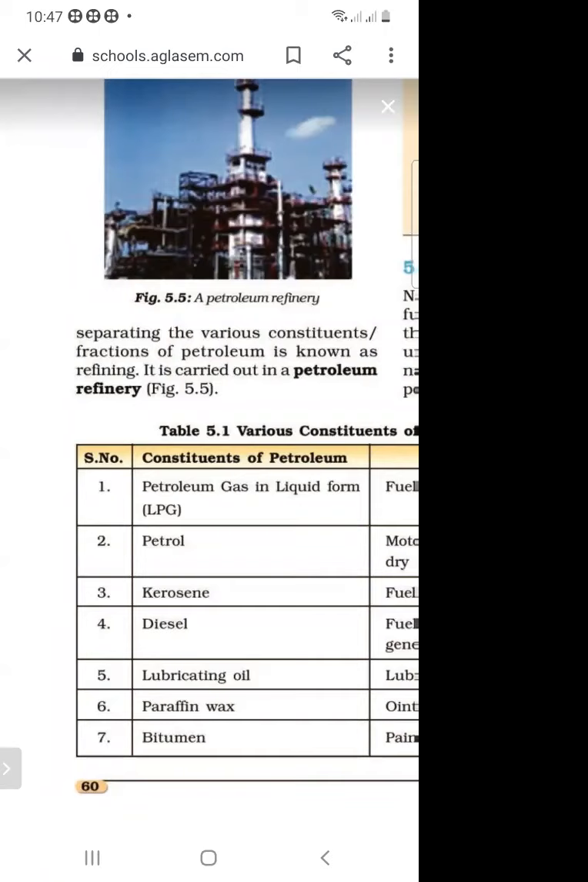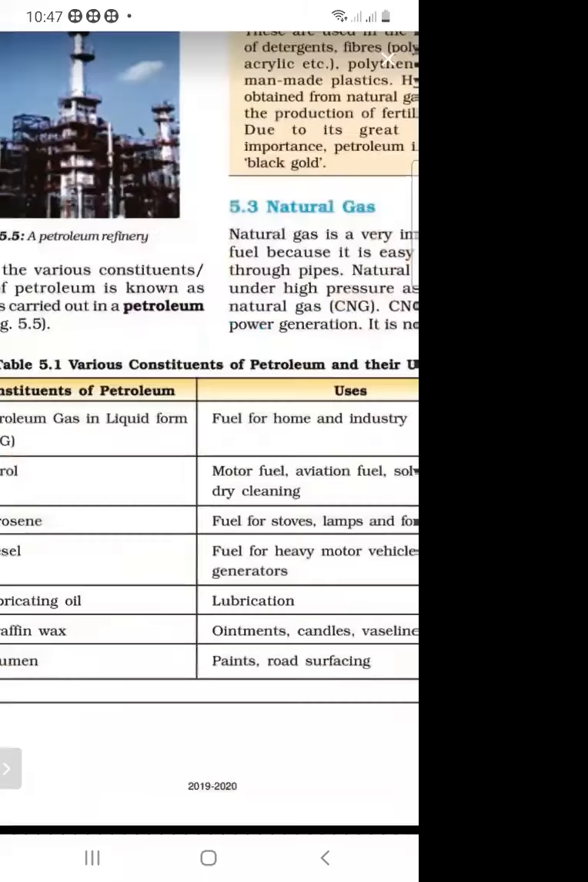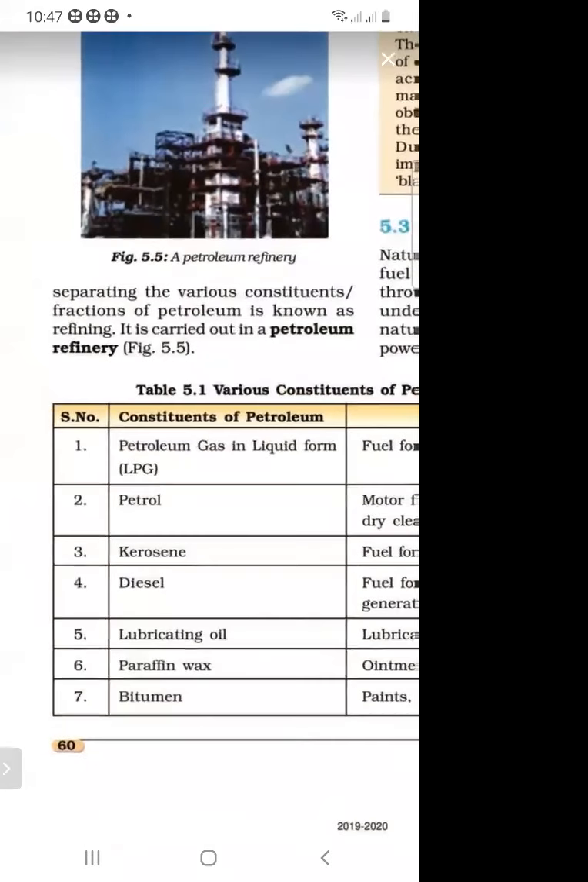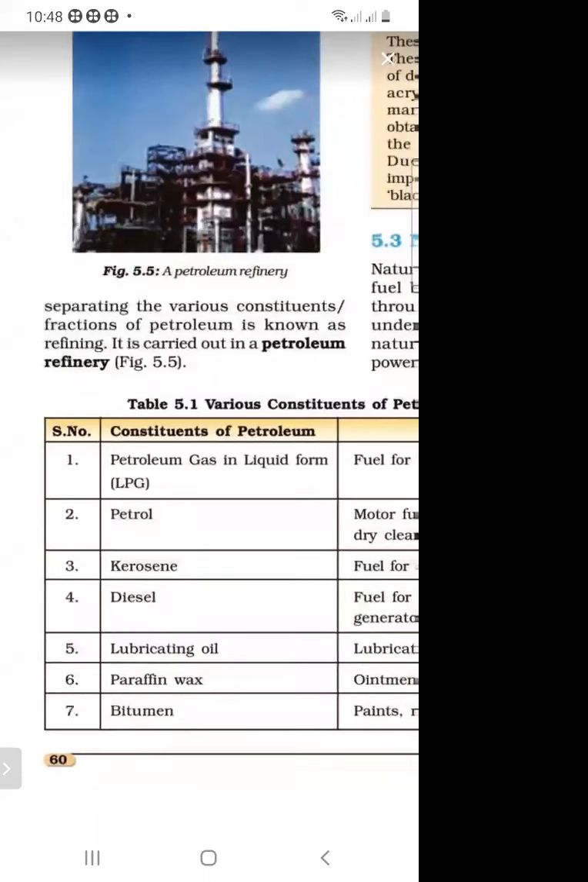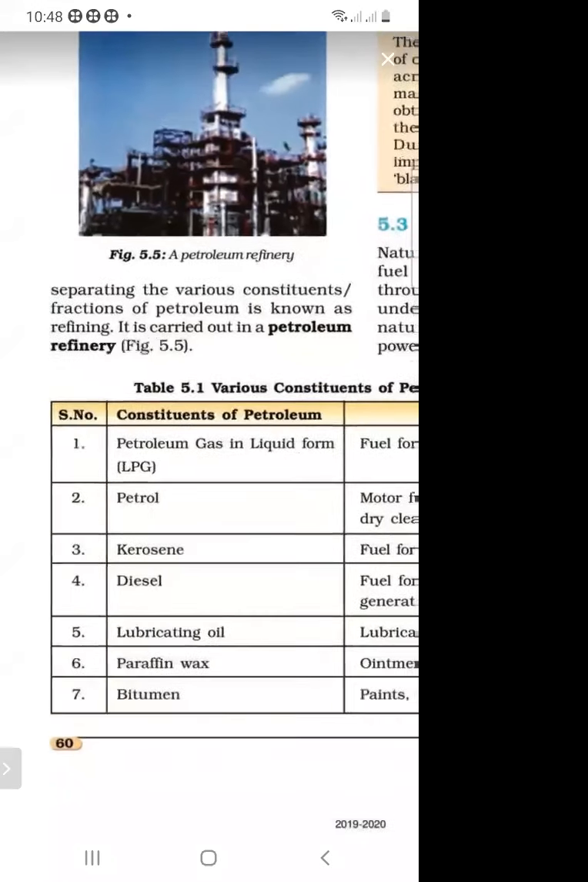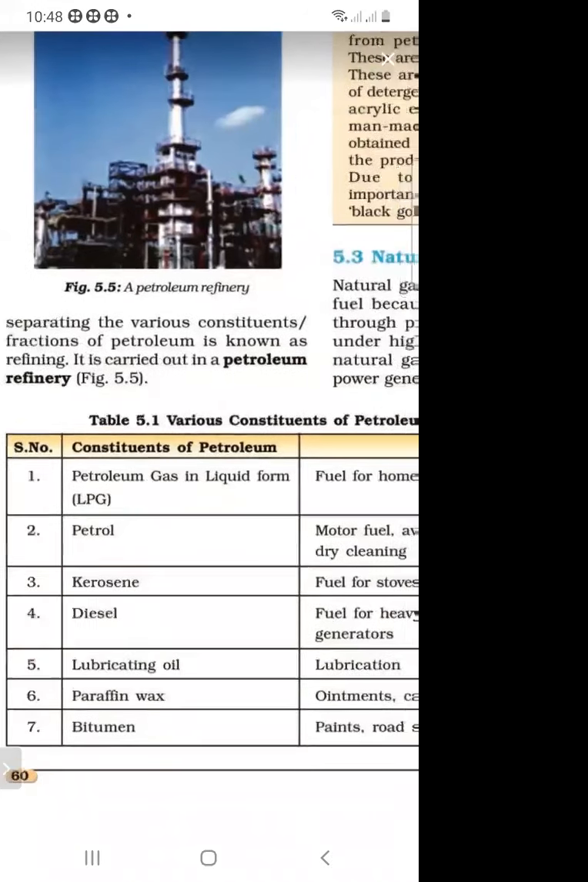And how is it carried out? It is carried out in a petroleum refinery. So if we separate the various constituents and fractions of petroleum, then this is called refining, and it is carried out in a petroleum refinery.